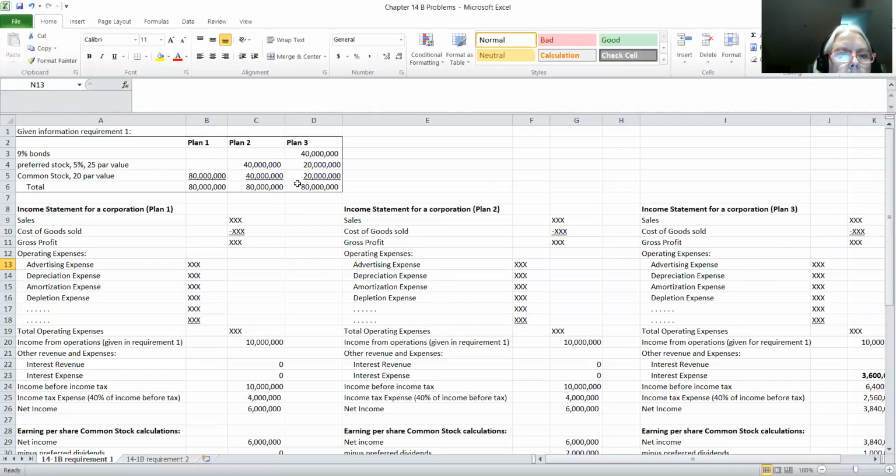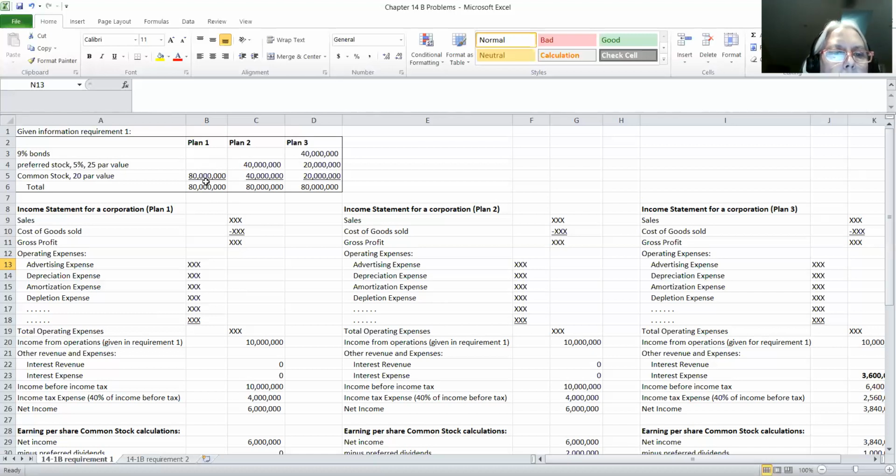And in plan number 1, the given information just means that we are planning to issue stock in the total par value amount of $80 million. This is the way that we're going to raise money for our corporation. Because we're just issuing stock to raise money for the corporation, there would be no bond interest because there are no bonds in plan 1. There's no preferred stock that we've issued in plan 1. We've just issued common stock.